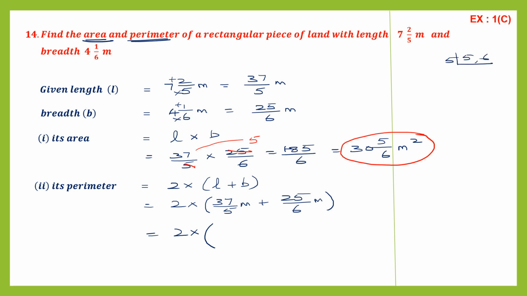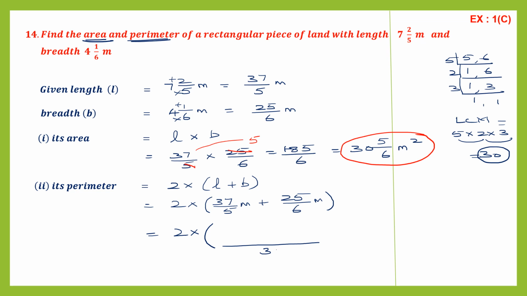Let's do that. LCM of 5 and 6. Let's begin with 5. 5 ones are 5. Bring down 6. Continue this time with 2. 2 threes are 6. You can continue with 3. 1 and 1. So what is our LCM? 5 into 2 into 3. That is our LCM. 5 twos are 10, 10 threes are 30. So our LCM here is 30. Let's use that as the common denominator, 30.